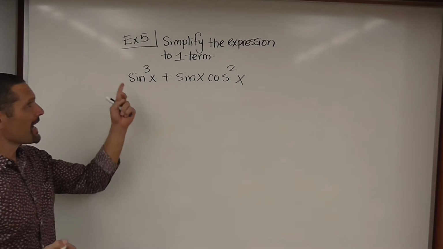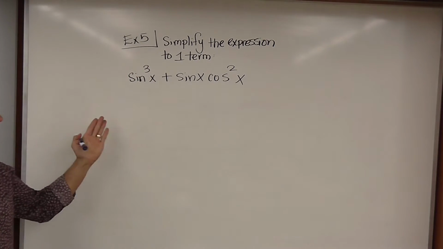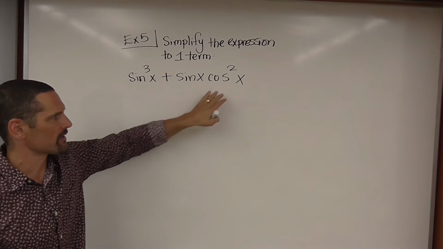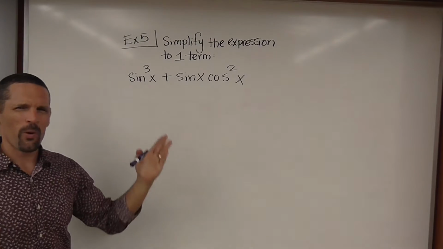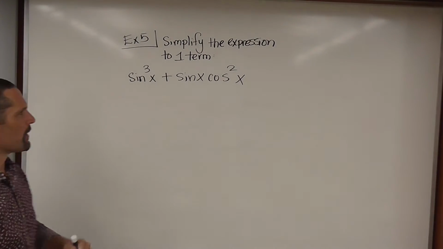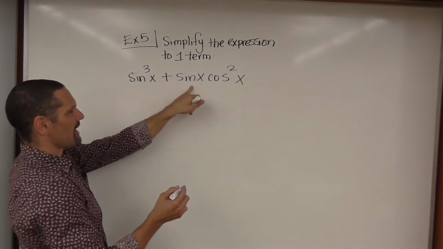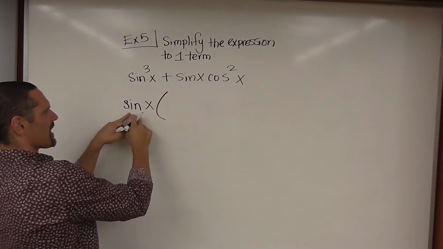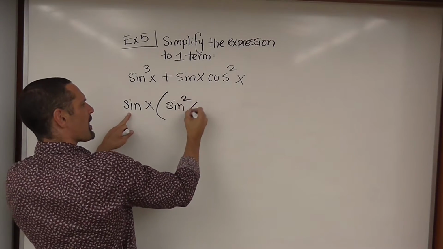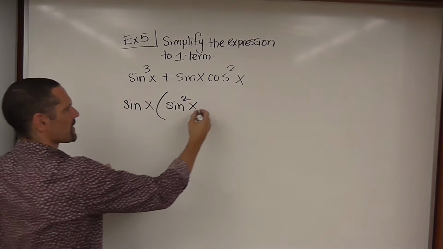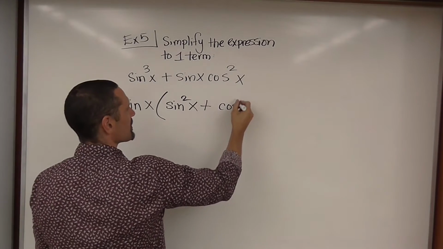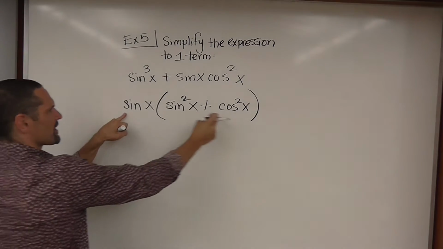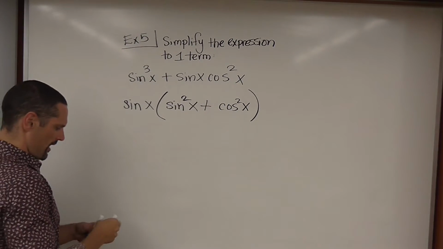In example 5, we're again asked to simplify the expression to one term. We have sine cubed x plus sine x cosine squared x. Here we can start to think about what could we factor out that's common. We see sine x is common, so we could write this as sine x times sine squared x plus cosine squared x. Sine x times this gives us sine cubed x, and sine x times this gives us sine x cosine squared x.